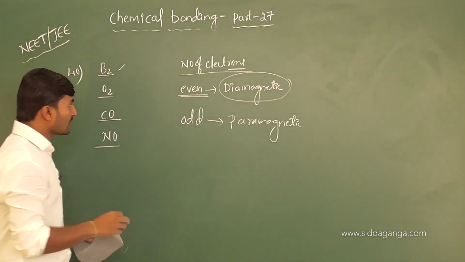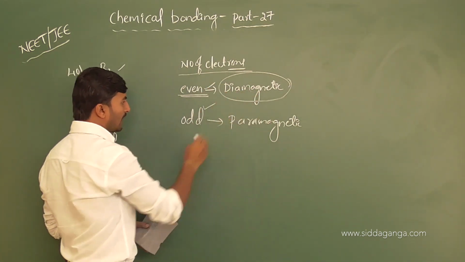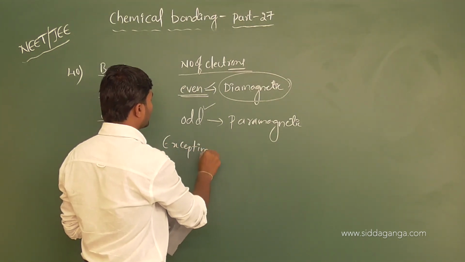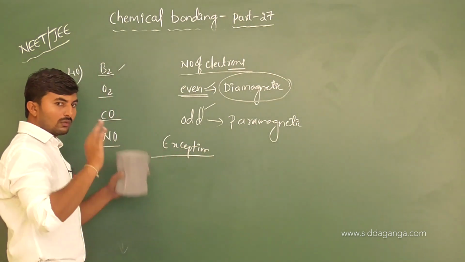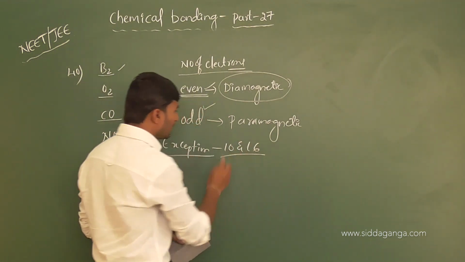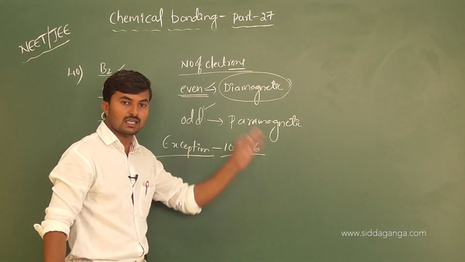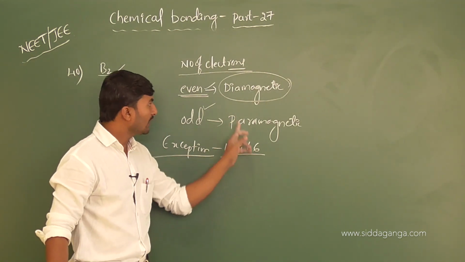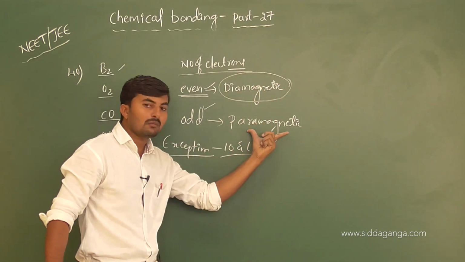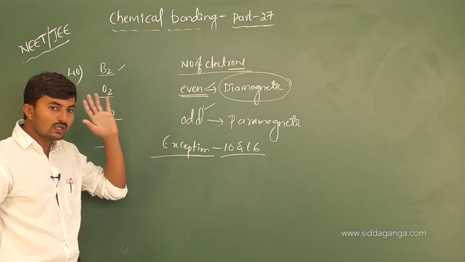Okay, even means diamagnetic, odd means paramagnetic. Here one exception is also there. You must remember this exceptional case. Molecules with 10 electrons and 16 electrons are both even numbers. Even though they are even numbers, they cannot exhibit diamagnetic behavior. Instead they exhibit paramagnetic behavior. These two are the only exceptional cases that you need to remember.